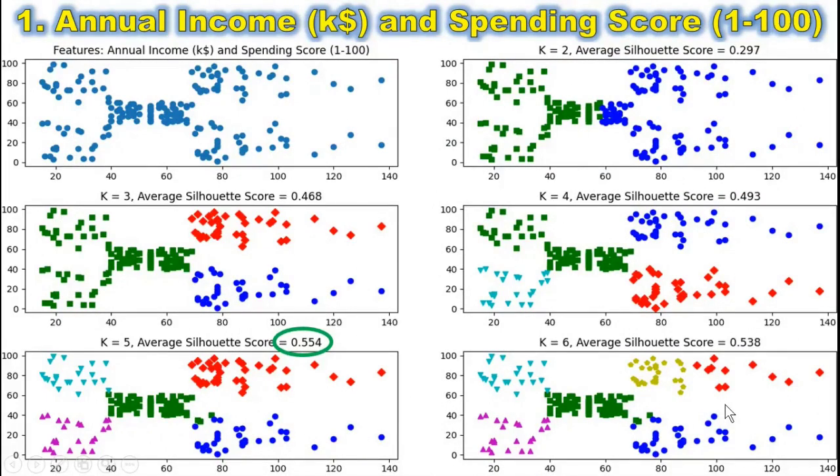If we select the 2 features, namely annual income and spending score, and compute the average silhouette score for k values from 2 to 6, then the highest average silhouette score, nearest to positive 1, is 0.554 with k equals 5. The average silhouette score declines when k is greater than 5.